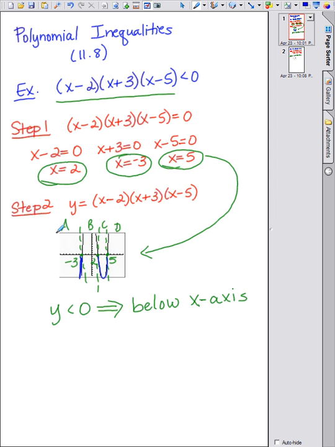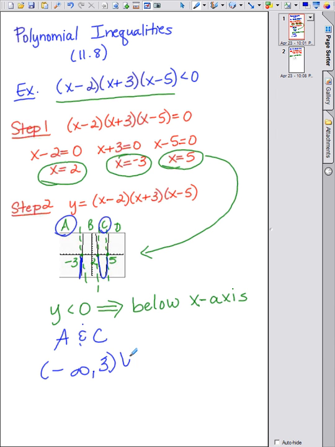That corresponds to A and C. So what we would do is answer with those intervals for regions A and C. So the solution is everything to the left of negative 3, which is negative infinity to negative 3.